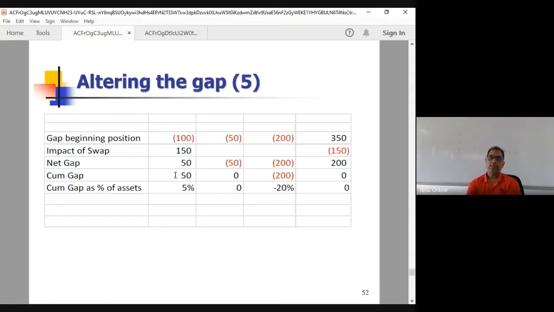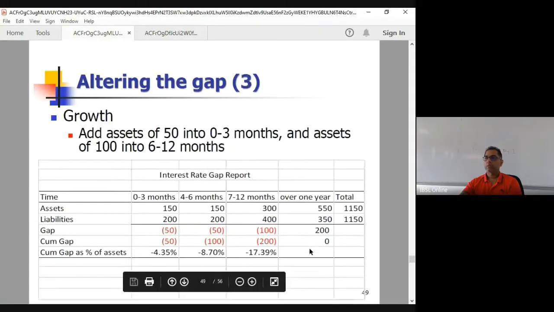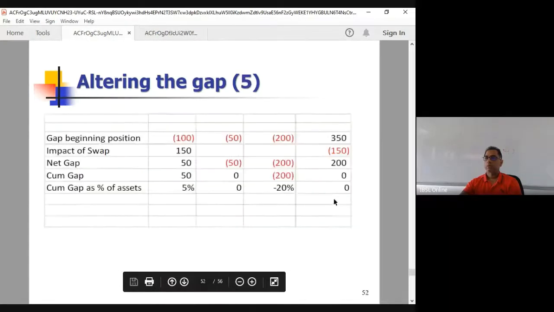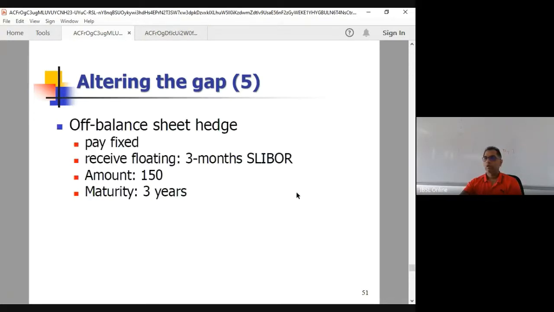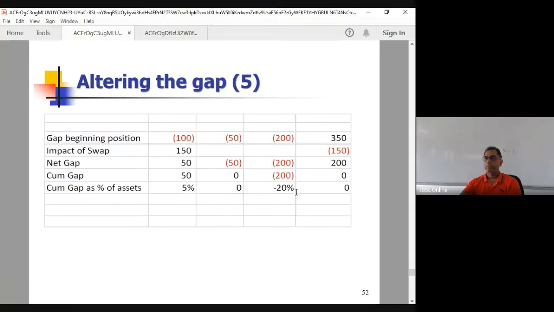So then the assets against liability gap, right? So then what happens here? You now have a 5% cumulative. This 5% comes from 50 divided by your total assets. Where is your total assets here? It would be based on this one, I think. So total assets against total assets is 5%. And against your total liabilities, assets under 1 year will be 20% minus.